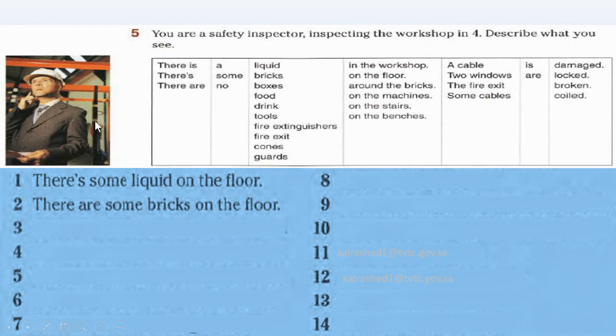Okay, let's see an example here. Number one, there is some liquid. Why did you use some? Because liquid is uncountable. I can't count liquid. What do you mean by liquid? Liquid like water, milk. They are uncountable. So I use there is at the beginning, then some, then liquid. Okay, look at number two. There are some bricks. Why did it put are here? I'm talking about countable nouns here. Bricks, so I use some. Okay, three.